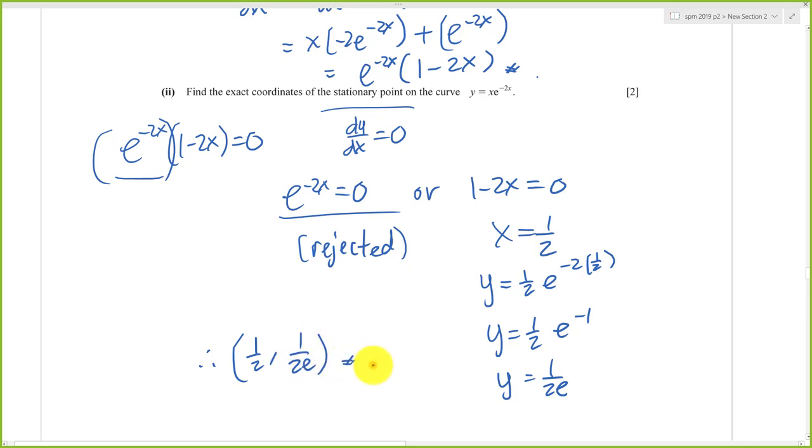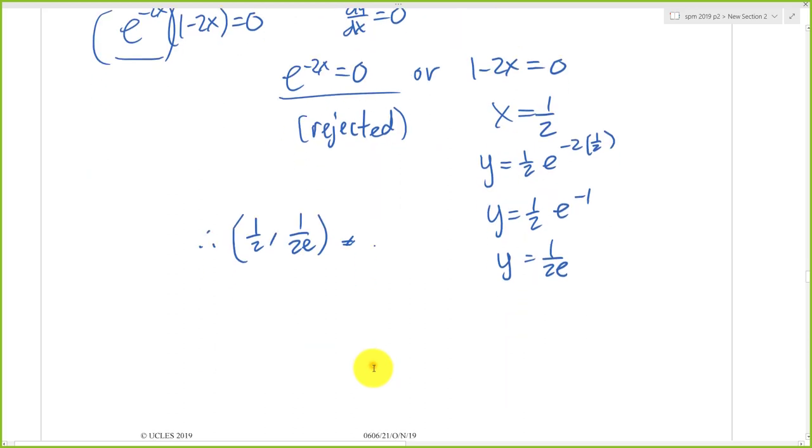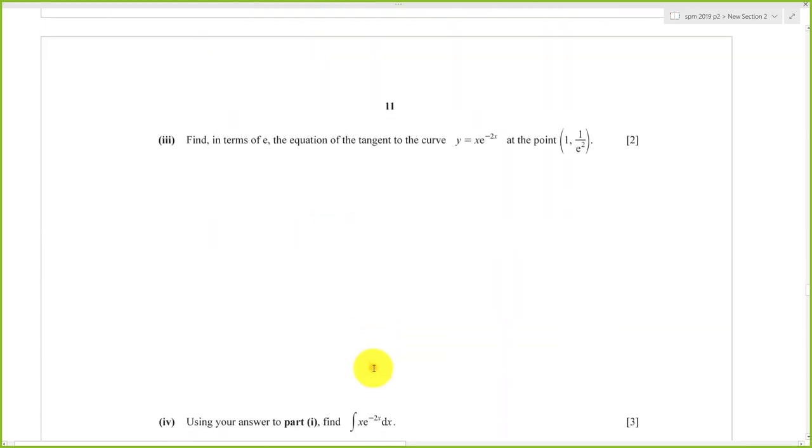Okay? Yep. Then we go to part 3 here. Find in terms of e the equation of tangent to this curve at this point. So in order to find the equation of tangent, you need to know how to get the gradient of tangent. Basically, gradient of tangent equals dy/dx. Okay? After you sub the x equals 1/2 into here, then you can get the gradient of tangent.